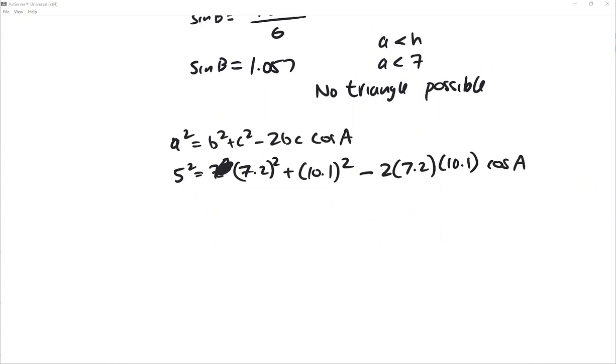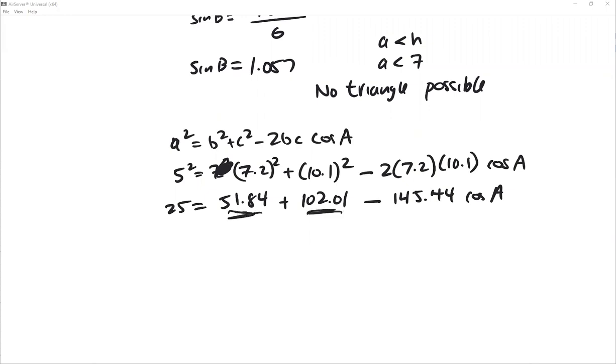All right, so now you go from here. 5 squared is 25, which is equal to 7.2 squared, which is 51.84, plus 10.1 squared, which is 102.01, minus 2 times 7.2 times 10.1, which is 145.44 cosine A. Then add these two: 51.84 plus 102.01 is 153.85, minus 145.44 cosine A is equal to 25.